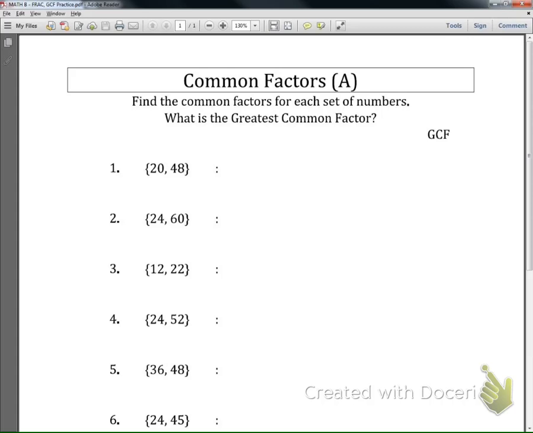I'm going to do this on this page here, but I recommend that you get a separate sheet of paper because you're going to need some more room to solve these problems. So let's look at problem number 1. It asks, what is the greatest common factor between the numbers 20 and 48? Well, I'm going to write the number 20 down and the number 48.